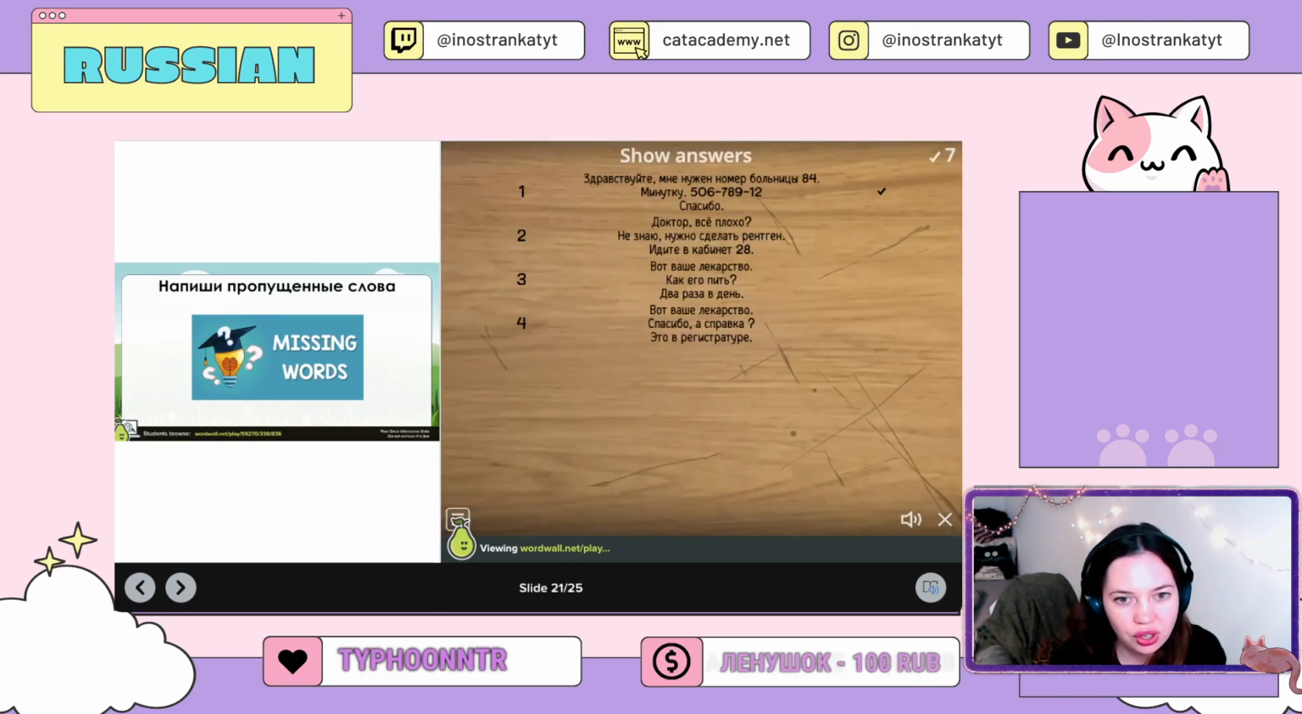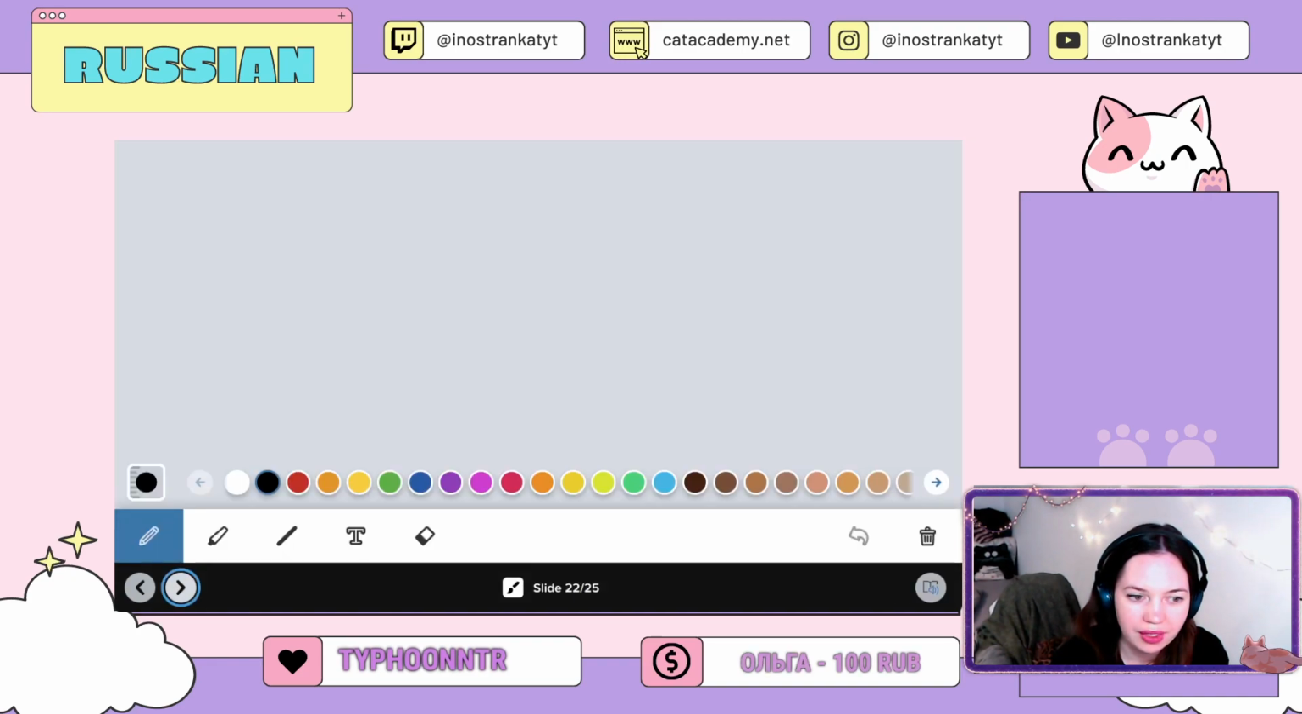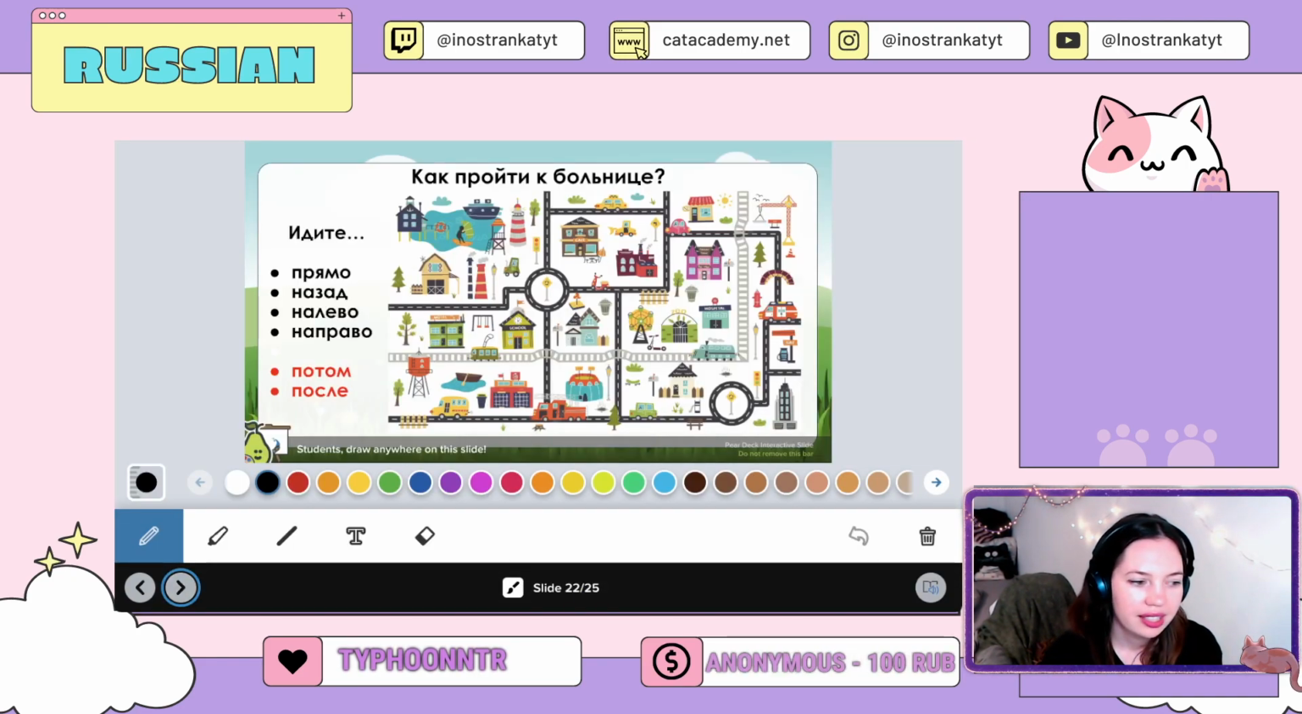Again, you can click on show the answers and you can see all of the answers, so everything would be nice and smooth with your learning. So now let's practice a bit of the directions. Как пройти к больнице? How to get to the hospital.